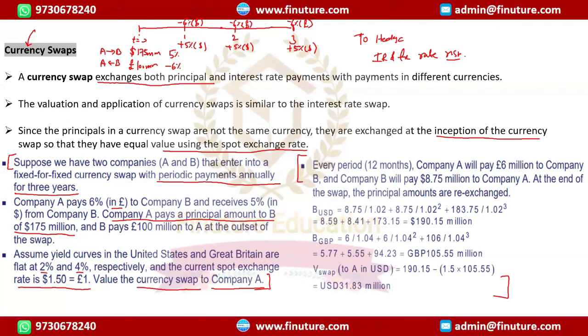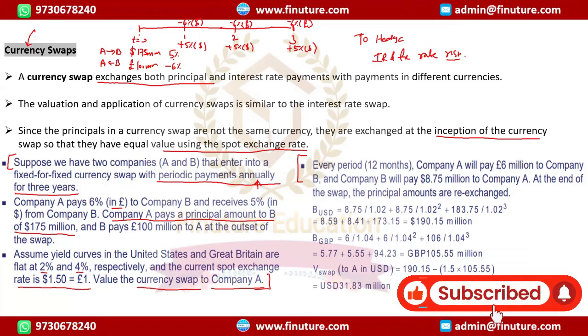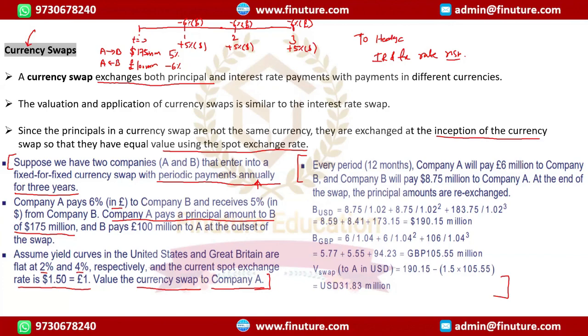Now tell me, it's an annual payment. Like you noticed here, the payments are annual, so no need to divide it by two. Directly, we will first calculate what is the 5% of 175 million. You have to receive 5% of 175 million, because you have lent dollars to company B. You have lent $175 million. You are expected to receive 5%. What is 5% of 175 million? Can anyone quickly calculate?